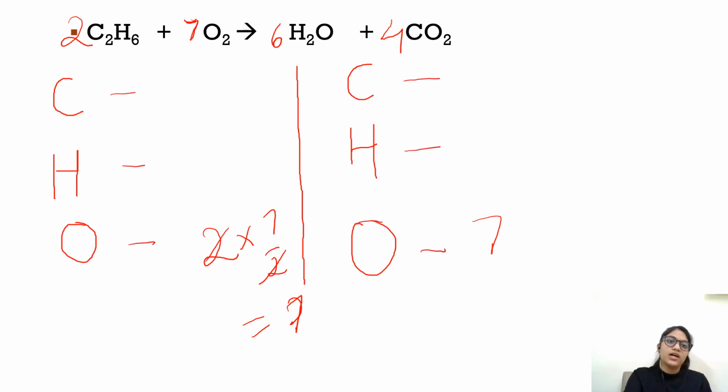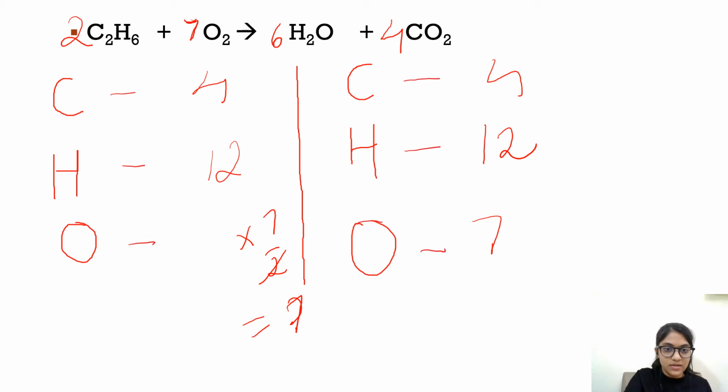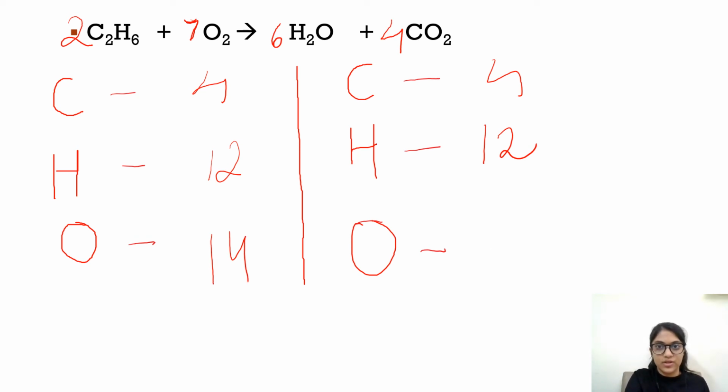And now let's check if everything's in place. So carbon 4 over here, carbon 4. Hydrogen 2 into 6, 12. Hydrogen 6 into 2, 12. And oxygen 7 into 2, 14. And oxygen over here, let's see, 6 plus 4 into 2, 8, 14 as well. So we see that everything is balanced, and it's a pretty easy way of getting things done.